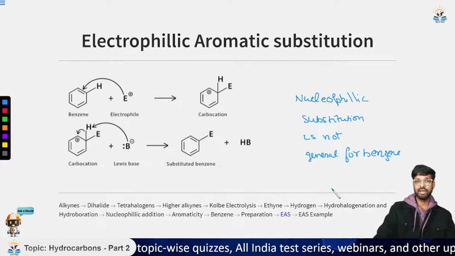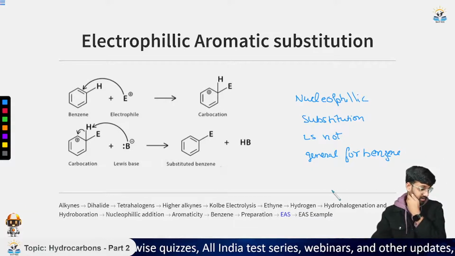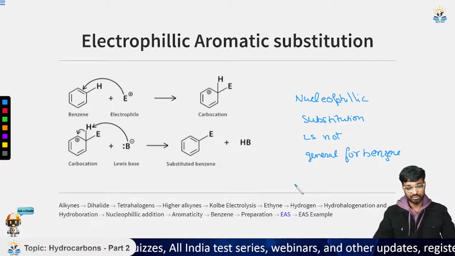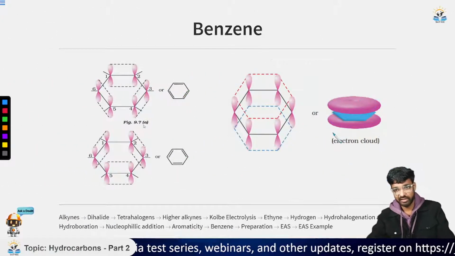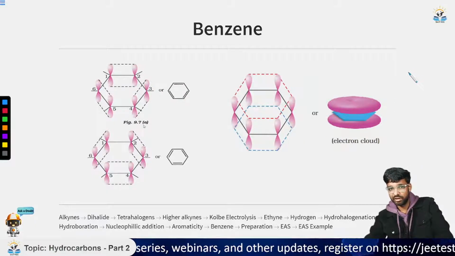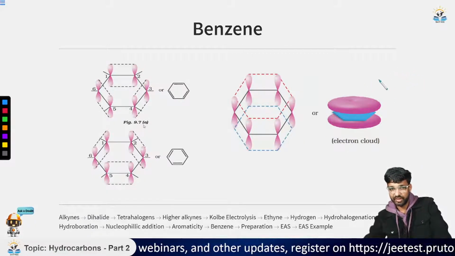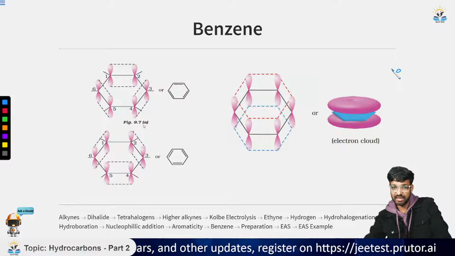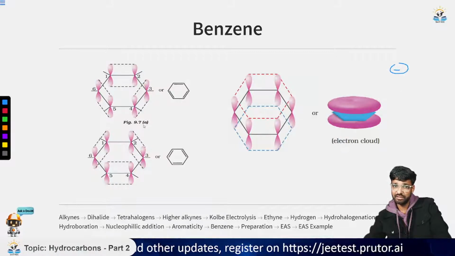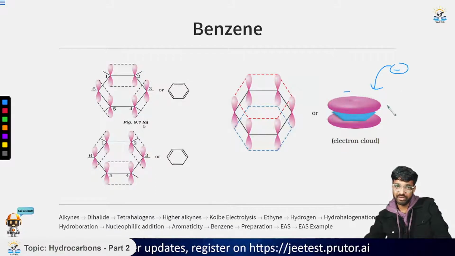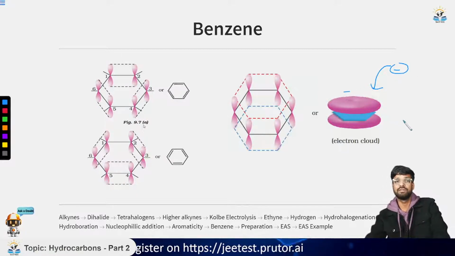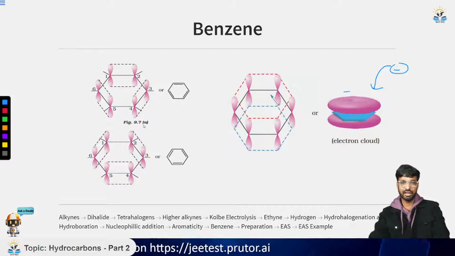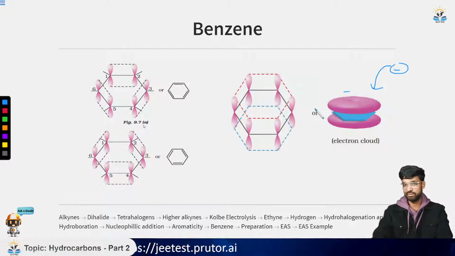So what are the reasons behind it? If you look at the structure of this benzene, you must have seen the electron clouds that are present here. For a nucleophile to come, a negative charge is coming. Due to this cloud that is present here, it repels the negative charge coming onto this benzene. Due to this reason, it does not allow this nucleophilic addition reaction. So the first and foremost reason is this.